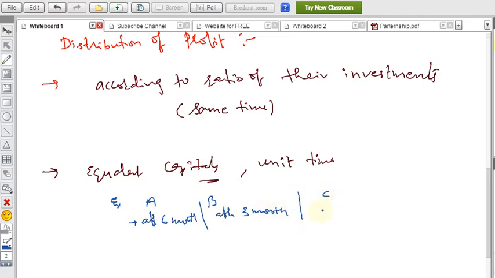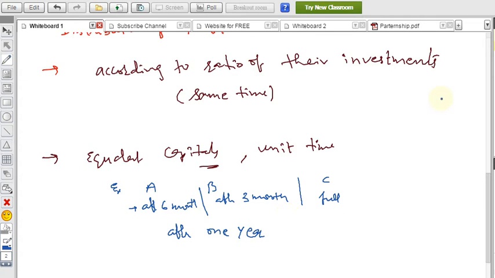Now C is the full time, the complete time. C is there. Then we can take out after 1 year. So throughout the persons, after 1 year means according to their unit of time.